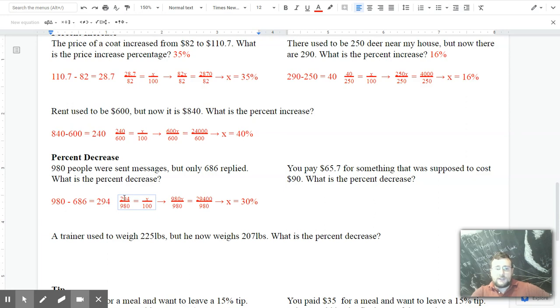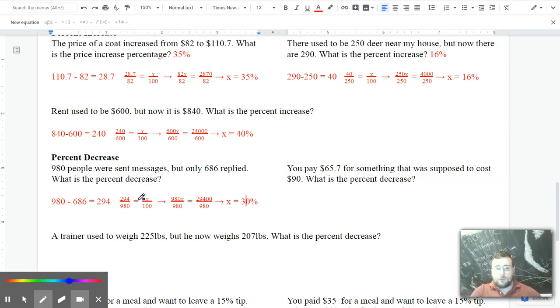I could have used 686 on the top, but then I would have to make an adjustment. Anyways, you cross multiply these things. You get 980 times X, which is 980X, and then 294 times 100, which is just 29,400. Divide both sides by 980 to get rid of what's next to the X, and then you get your answer as 30%. Now, if you had done this the other way, if you actually had put the 686 on the top, you would have gotten 70% instead.